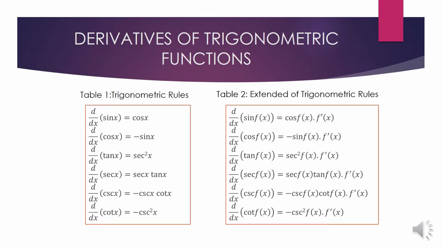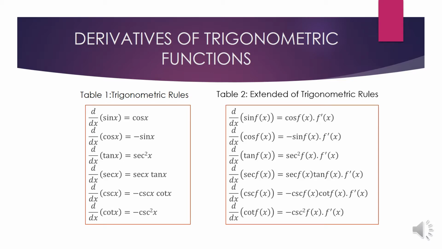In this slide, we have tables 1 and 2. Table 1 is on the basic trigonometric rules that were discussed in the previous slide. Table 2 is the extended trigonometric rules that will solve the differentiation of functions such as sine 2x, cos x squared, and others. Table 2 is actually based on table 1. Now, we look at table 1. If we differentiate sine x, we will get cos x.